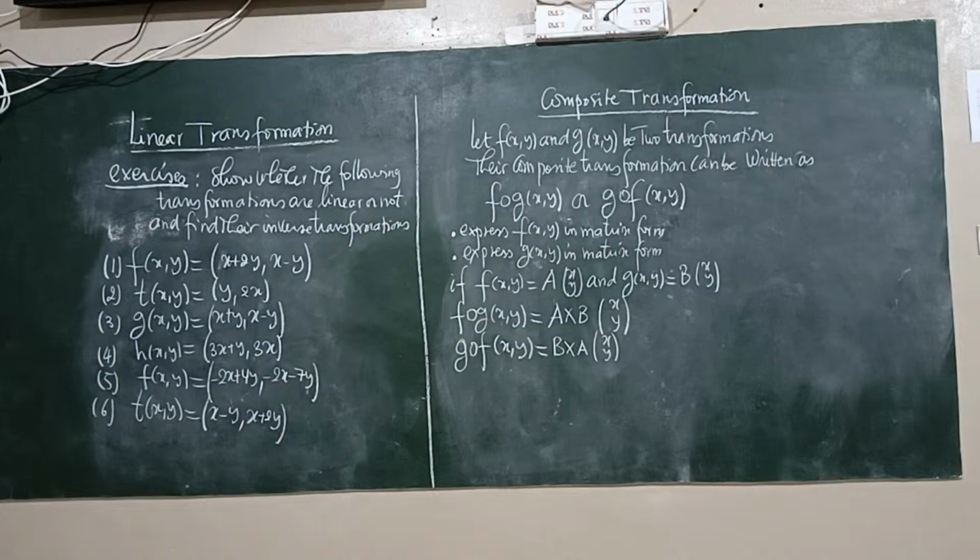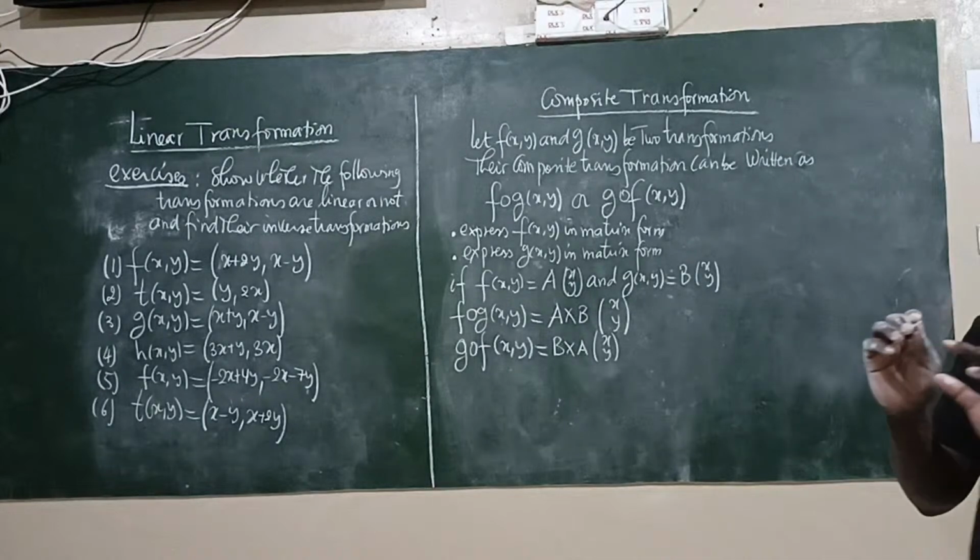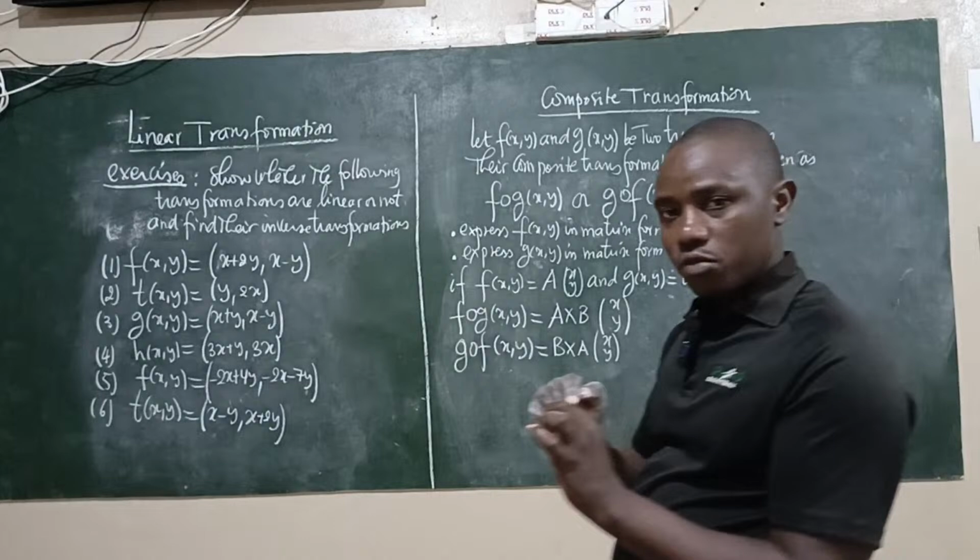Now, that is how we find composite transformation. But this is the first method. I'll be showing you the second method, and you'll be choosing which one between the two methods is simple and easy to use for you.